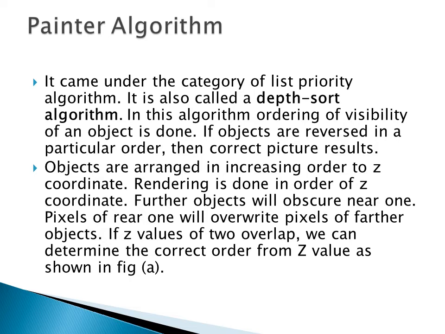Our next topic is Painter's algorithm. This method is used to implement both image space as well as object space methods. It is also called the depth sort or priority algorithm. It processes polygons as they get painted onto the view plane according to the distance from the viewer.